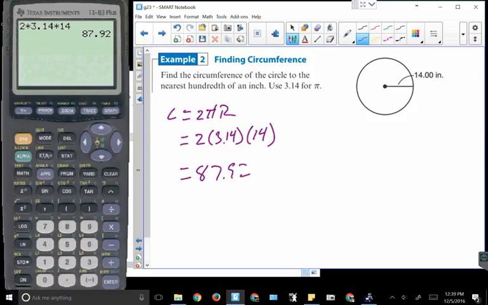Now, what happens if I would have done this using the pi key? Well, that would have been 2 times pi times 14, and I end up with 87.96. Is it close? It's not too bad. But these are smaller numbers, so there's not that much of a discrepancy. You get bigger numbers and things can get a little bent out of shape pretty quick.